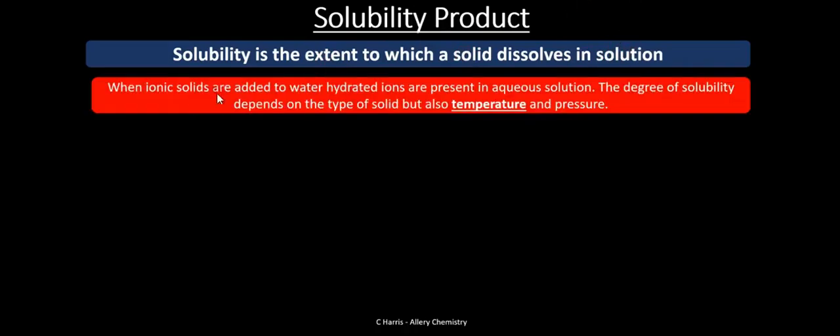Okay. So when we add ionic solids to water, you need to know that they are going to be hydrated. So the ions in the ionic solid are going to be hydrated. And the degree of solubility here depends on the type of solid, but also on the temperature and pressure. We're going to look at hydration later on, but you need to understand that when ionic solids are added to water, they're going to exist in solution as hydrated ions.